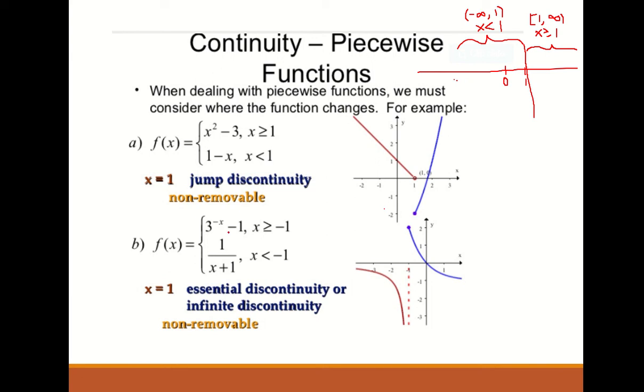Okay, now the other one. You have here our function equal to 3 to the power x minus 1 for the interval x greater than or equal to minus 1. Okay, so this is our minus 1 here, right? This is our minus 1, this point.